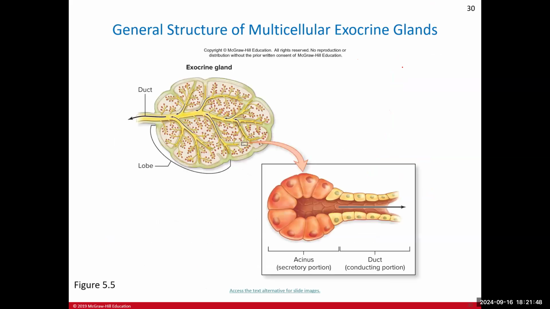Okay, so here's what I'm getting at. This part right here, there's the acini, that's the secretory portion, and then you have the conducting portion, which is the duct here. And what this exocrine gland is showing you is that we're taking a whole bunch of these secretory portions of cells and conducting portions of cells, and then we're creating our overall exocrine gland.